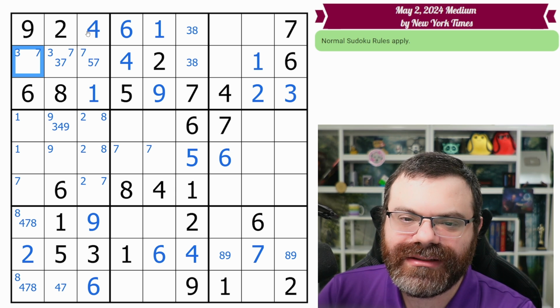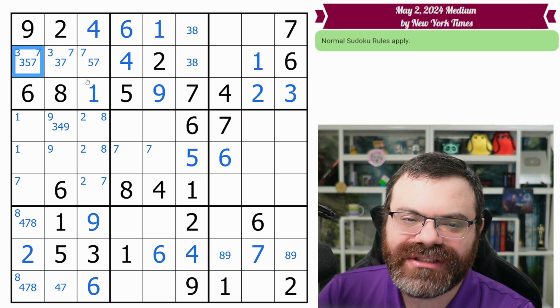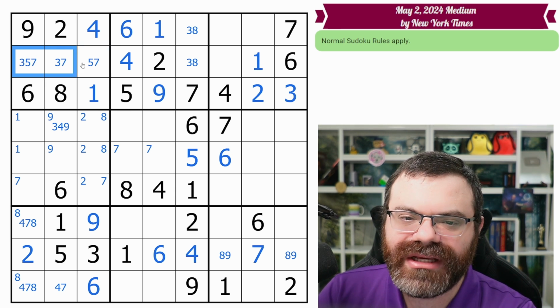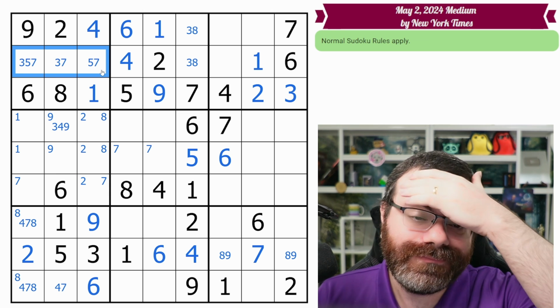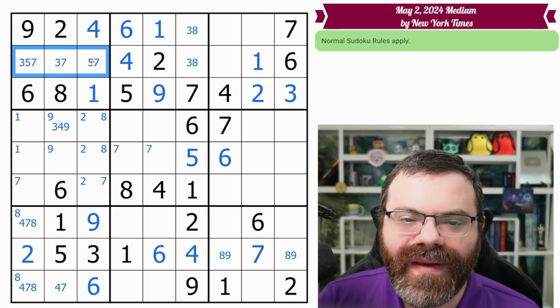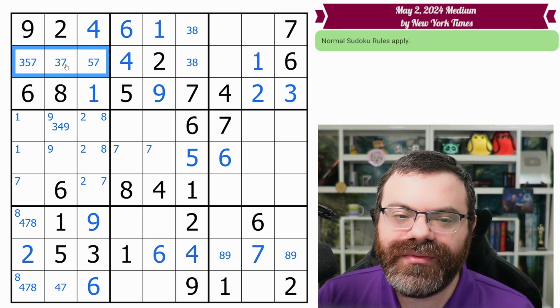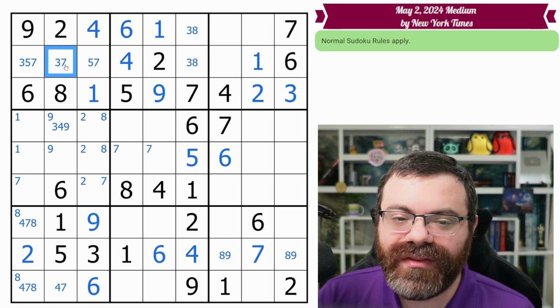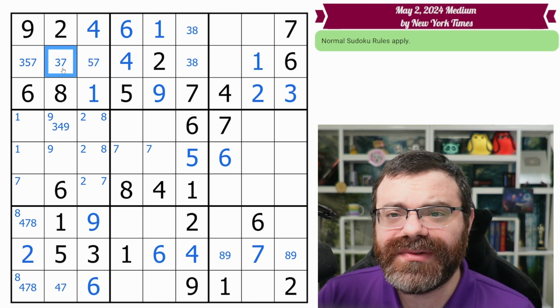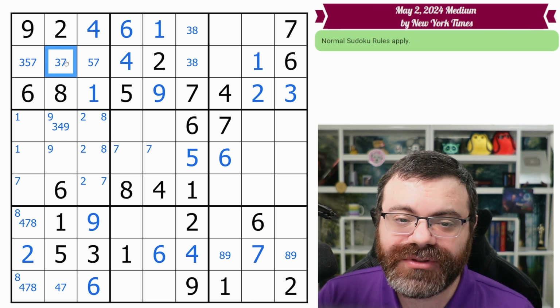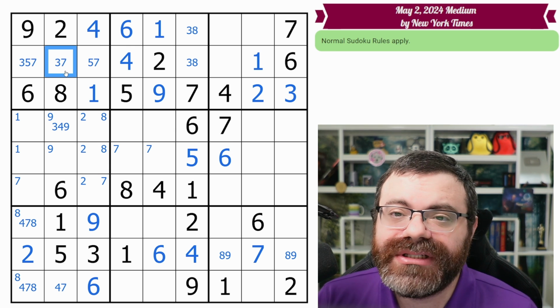Now this box is down to 3 digits, so 3, 5, 7. I'm going to do that right away because it makes a 3, 5, 7 naked triple. Just like our naked pair, between these 3 cells, this cell's going to be 3, 5, or 7. This cell's going to be 3, 5, or 7. Why did you say 5? 5 isn't an option. I'm going to pretend it is. There's no reason I can't.